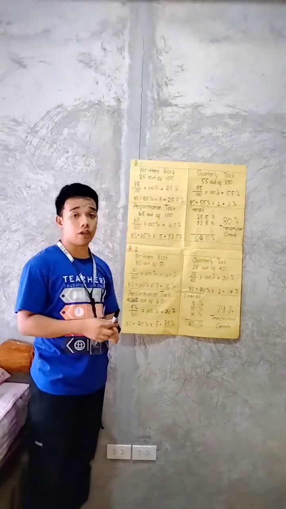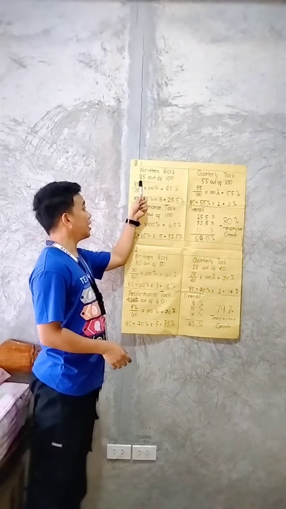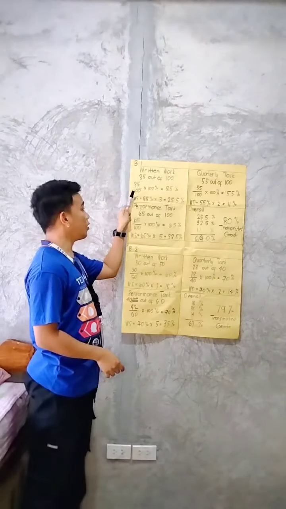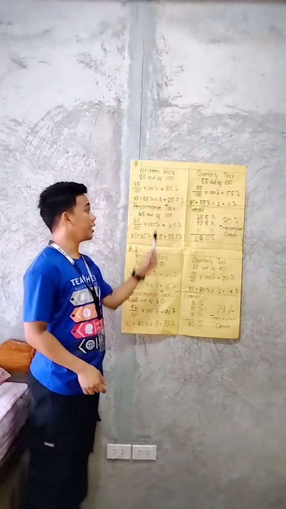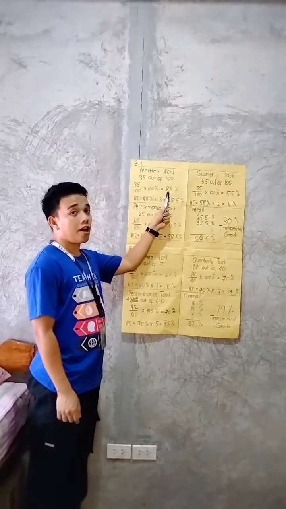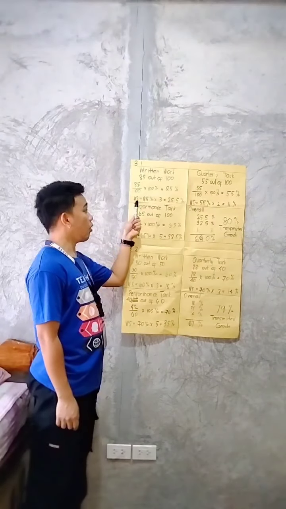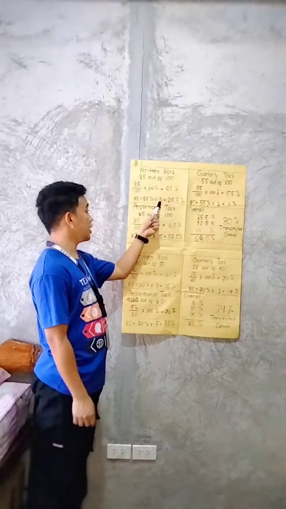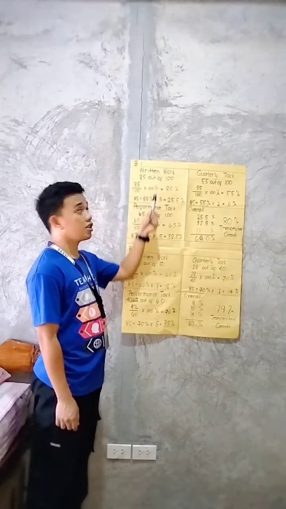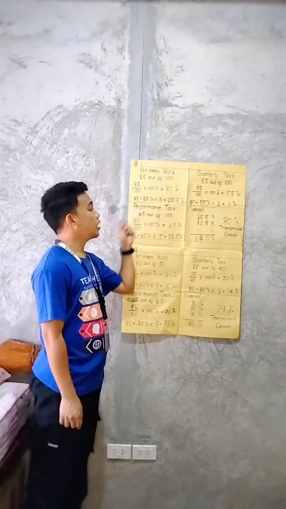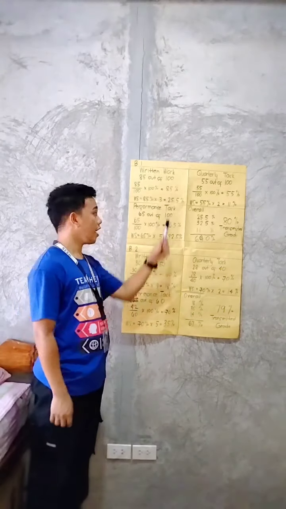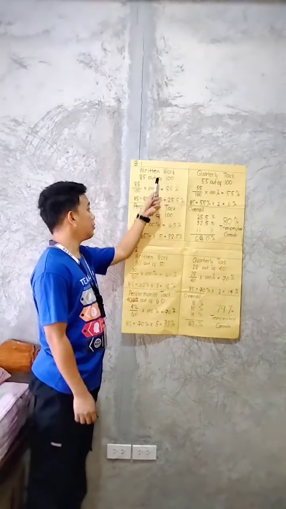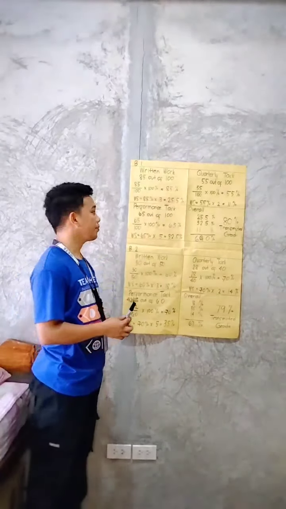For the written work, the student got 85 out of 100. So 85 divided by 100 times 100% is 85%. The weighted score is 85% times 0.30, which is the percentage of written work, equals 25.5. So the grade of the student in her written work is 25.5.